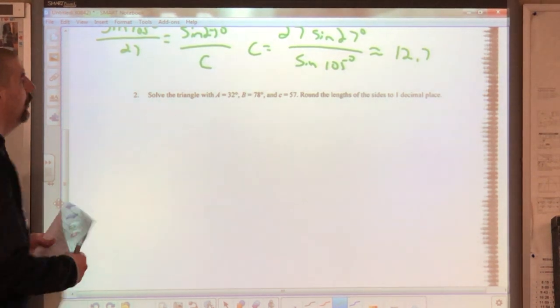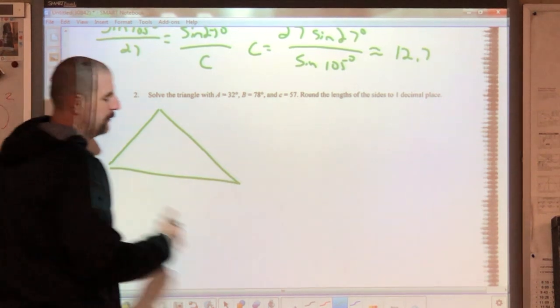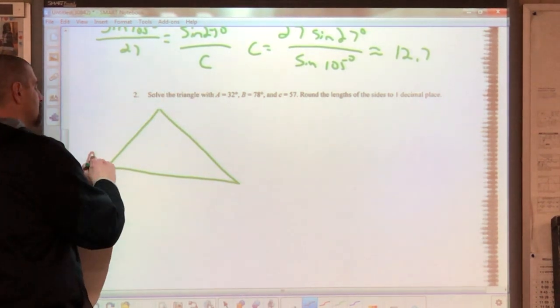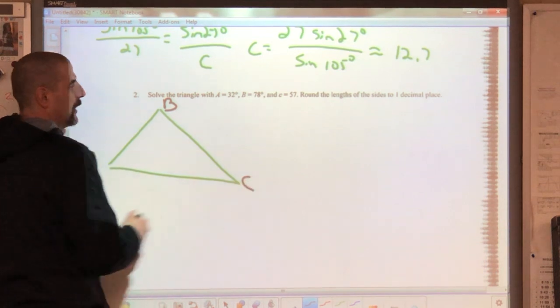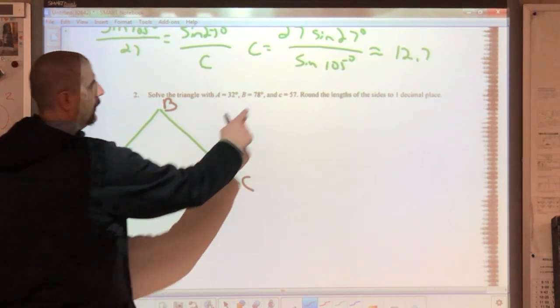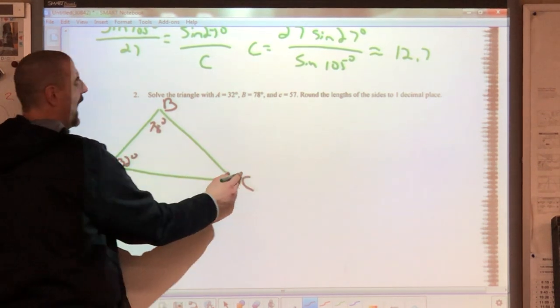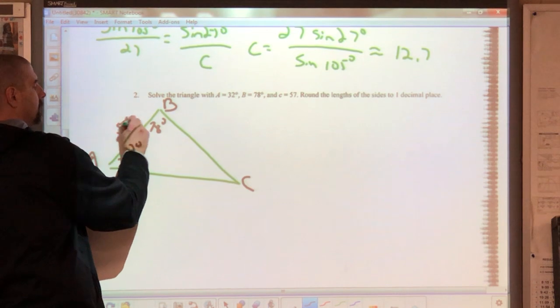All right, so now, first thing you want to do is draw the picture. I don't know if you know that. That's what I would do. Maybe you did, maybe you didn't. And label just A, B, C. It doesn't really matter which way. Angle A is 32, B is 78, and side C, opposite angle C, is 57.